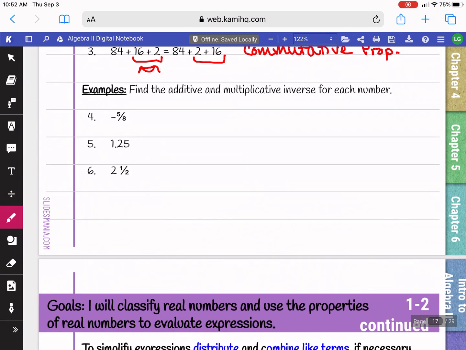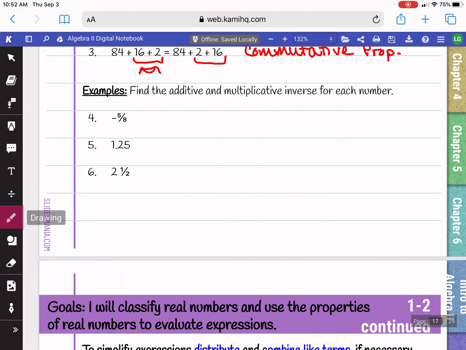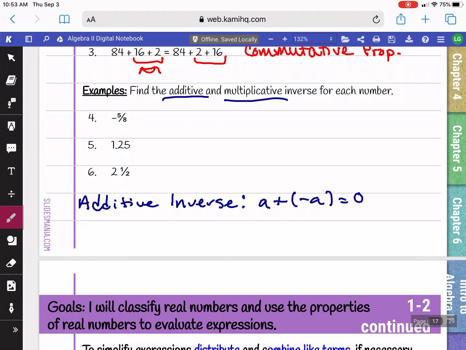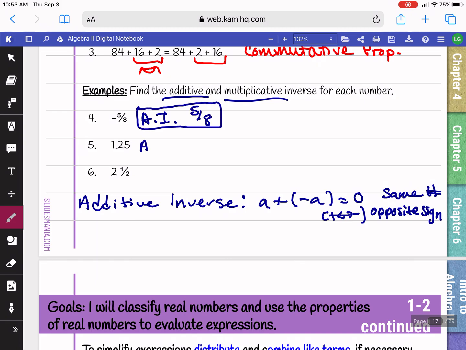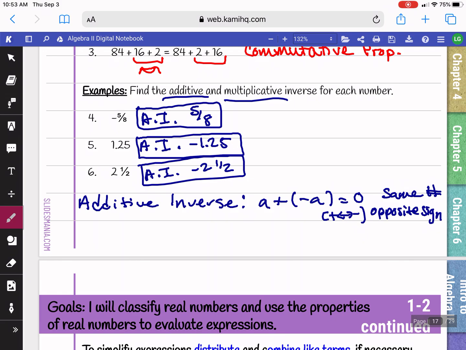So on these last examples here, we're going to be finding the additive and multiplicative inverses. I'm going to start with the additive inverse. So if you remember from the top here, the additive inverse, you're adding the opposite so you could get 0. So really all you're doing is you're taking the same number, but you're going to change to the opposite sign. In other words, if it's positive, it becomes negative, and vice versa. So the additive inverse of negative 5/8 would be positive 5/8. The additive inverse of 1.25 would be negative 1.25. So I'm just changing the sign. And the additive inverse of positive 2.5 would be negative 2.5. So for additive inverse, same number, you're just changing the sign.